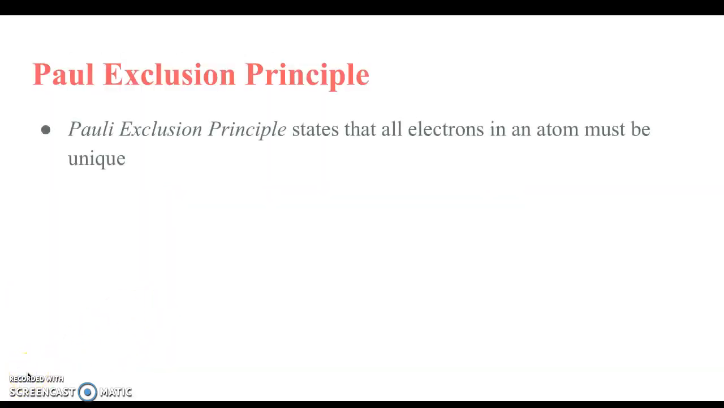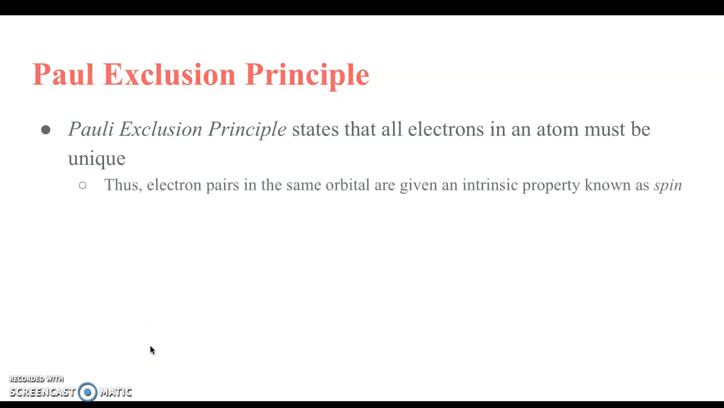So the Pauli exclusion principle states that all electrons in an atom must be unique. So when we're talking about electrons that are in the same orbital, meaning they're in the same shell, the same subshell, and now the same orbital, they've been assigned an intrinsic property known as spin.